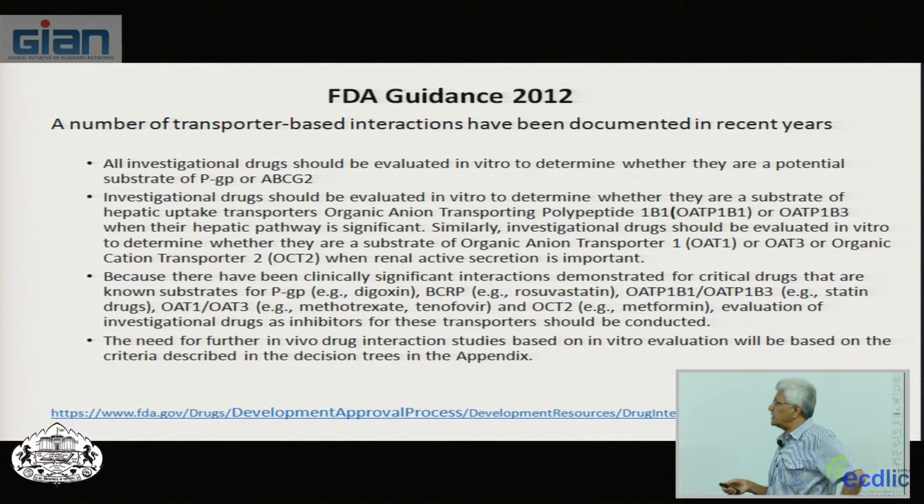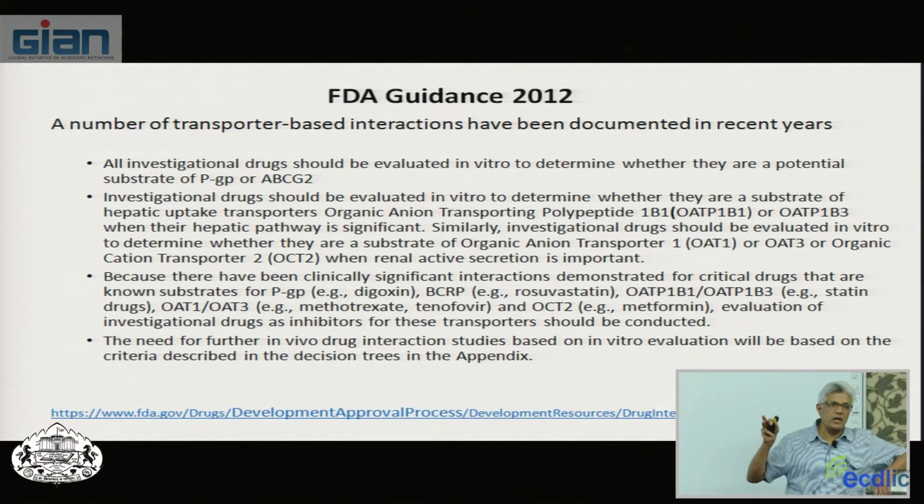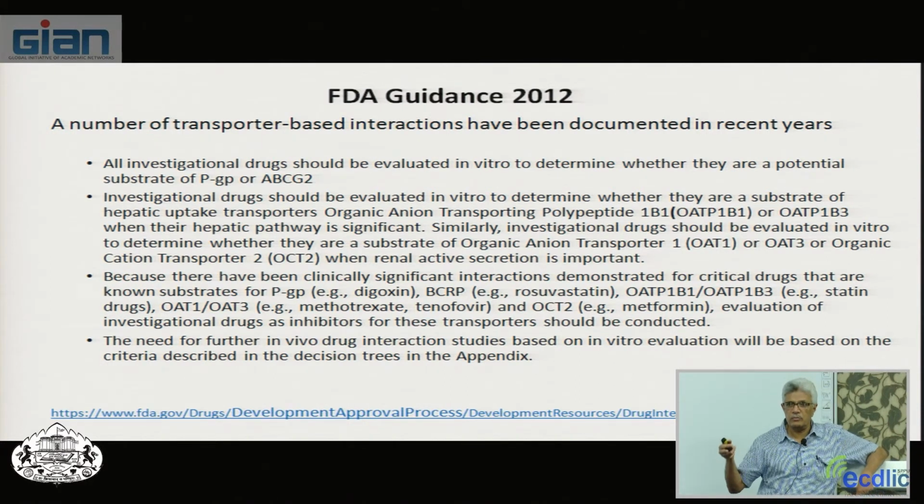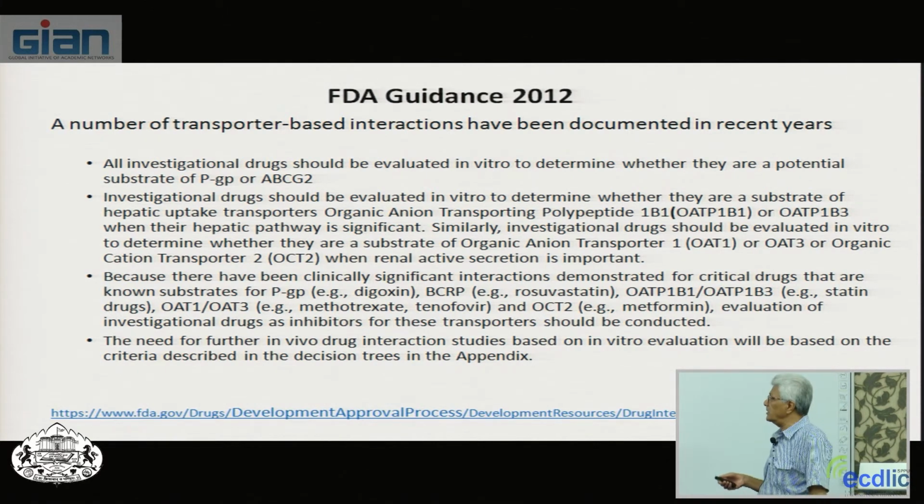So this was actually the first sort of draft guidance from FDA in 2012. A number of transporter-based interactions were documented in recent years. This is when they actually started putting on the label of the drugs that some of the interactions were found with transporters when they had drug-drug interactions.